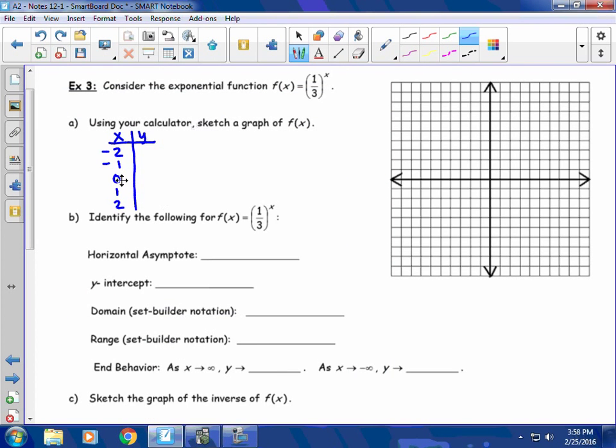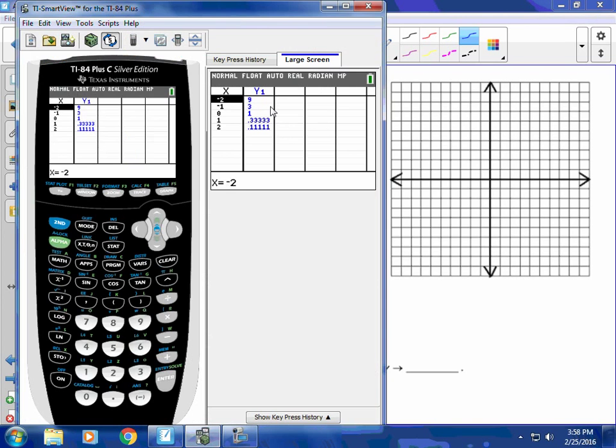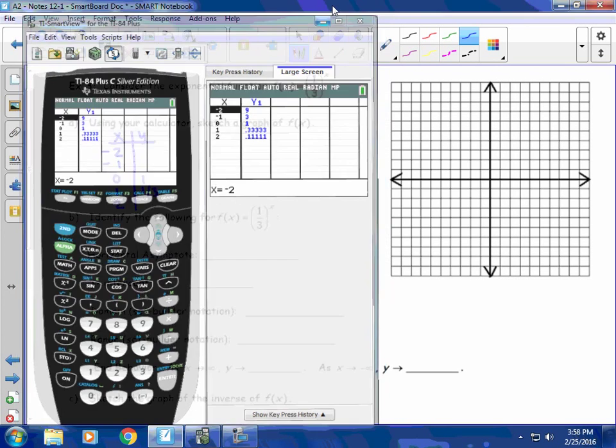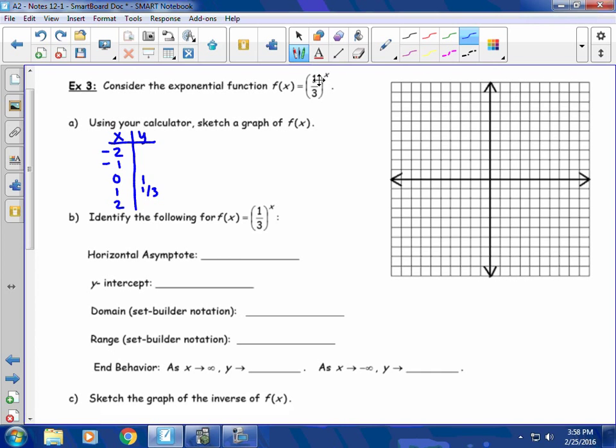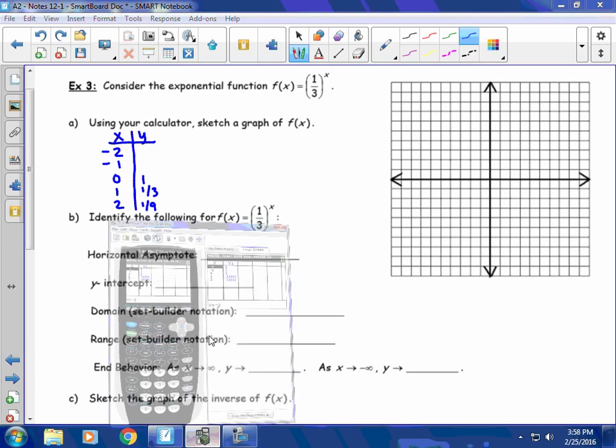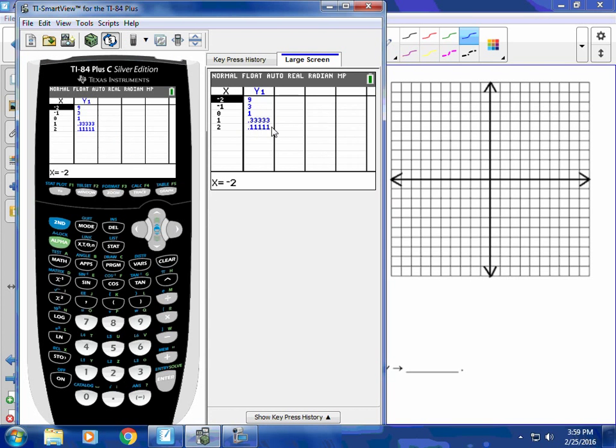Or you can be a smart math student and say 1/3 to the 0 is, well, anything to the 0 is 1. 1/3 to the first would be 1/3. That's the same as that 0.3 number you saw right here. And 1/3 squared, well, 1 squared is 1, 3 squared is 9, so that's 1/9. And that's the same as that 0.1 repeating number you saw there.